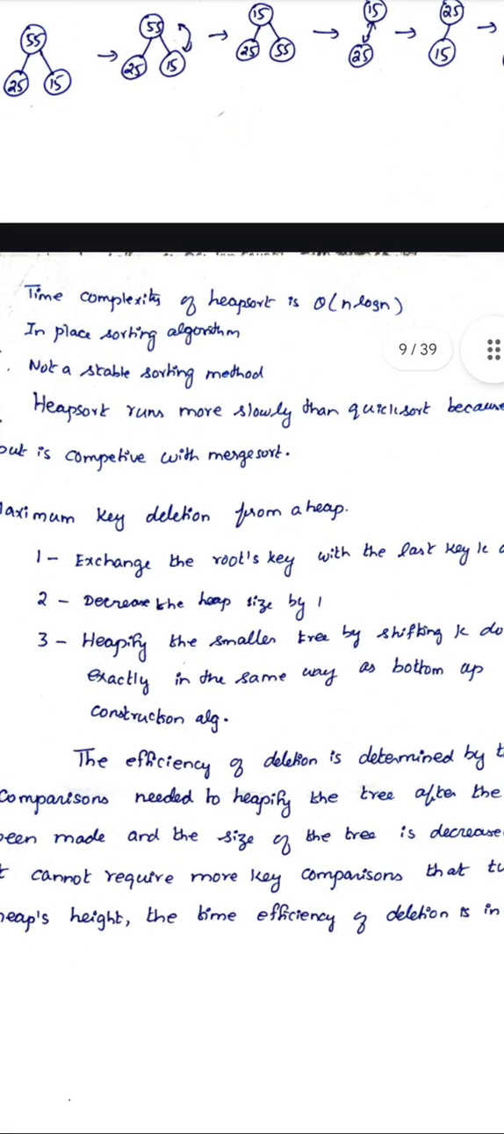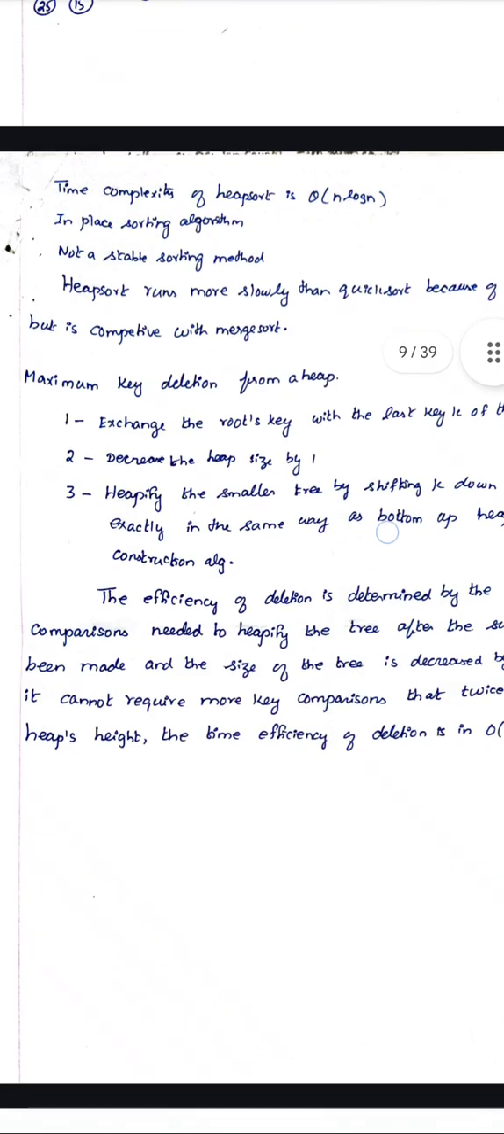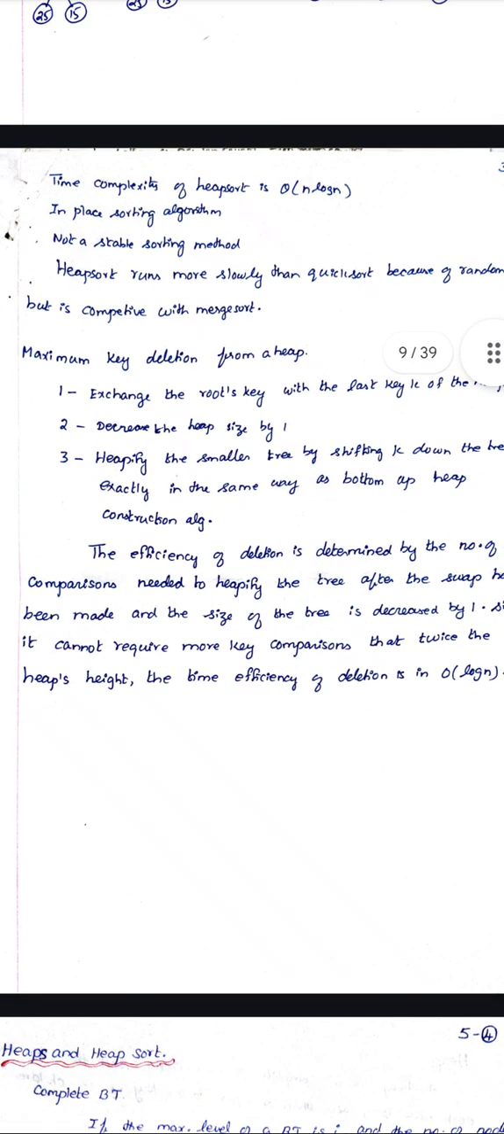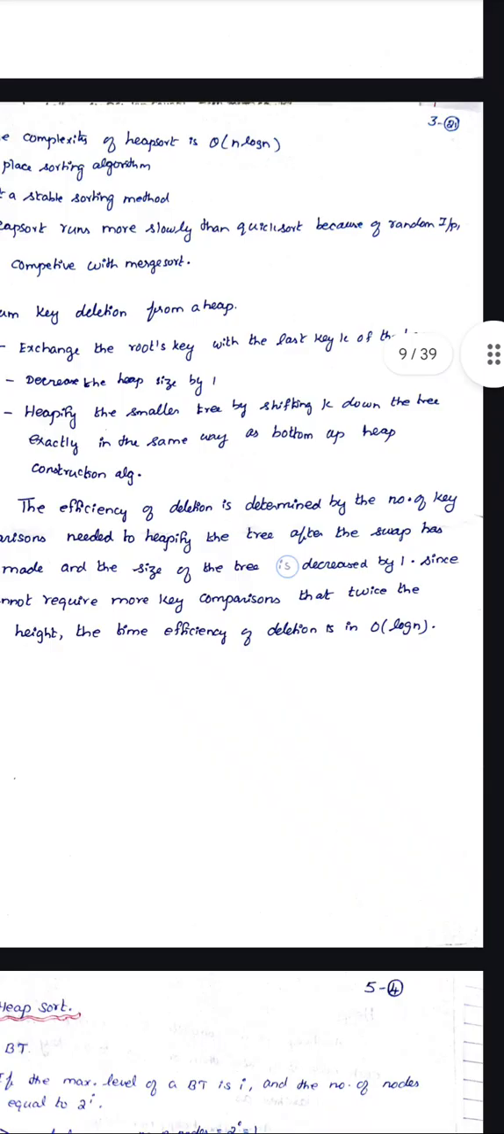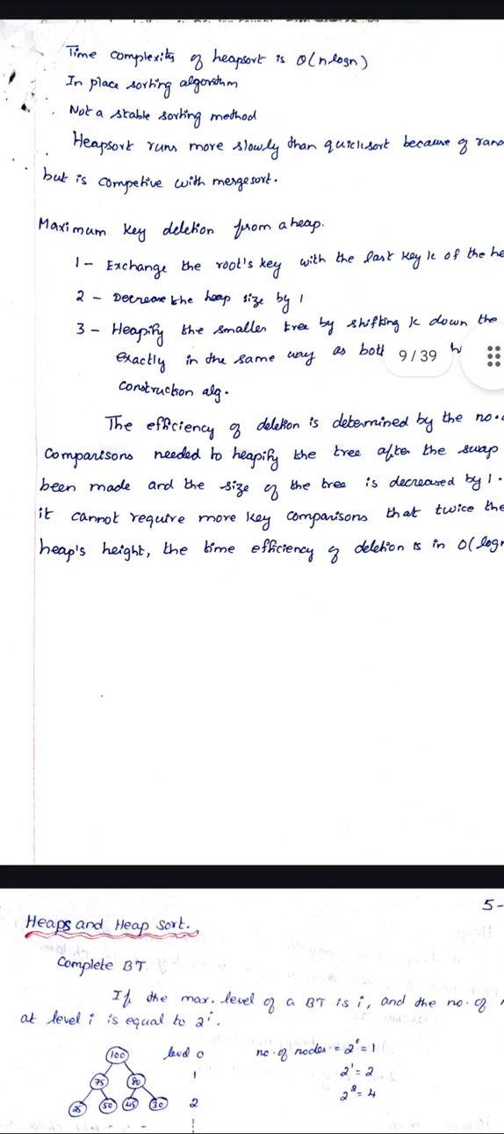The time complexity of heap sort is theta of n log n. It is in-place sorting, but it is not a stable sorting method. Heap sort runs more slowly than quick sort because of random inputs, but is competitive with merge sort.